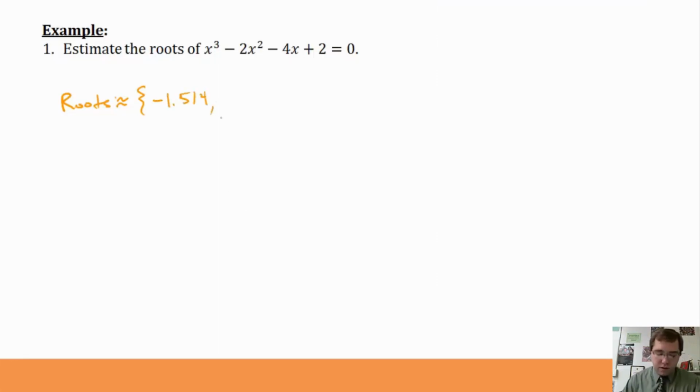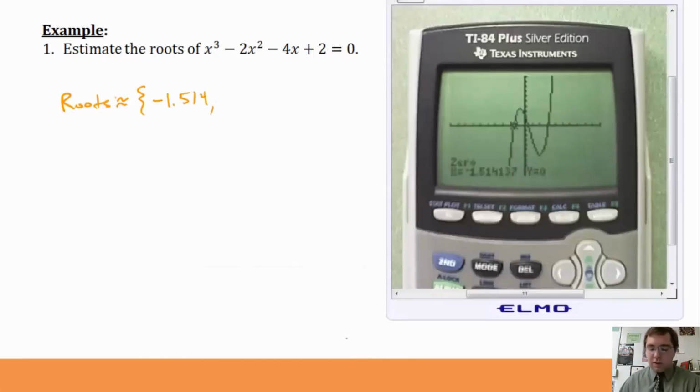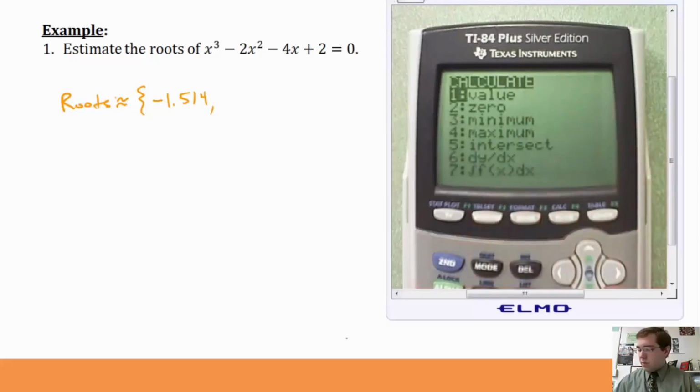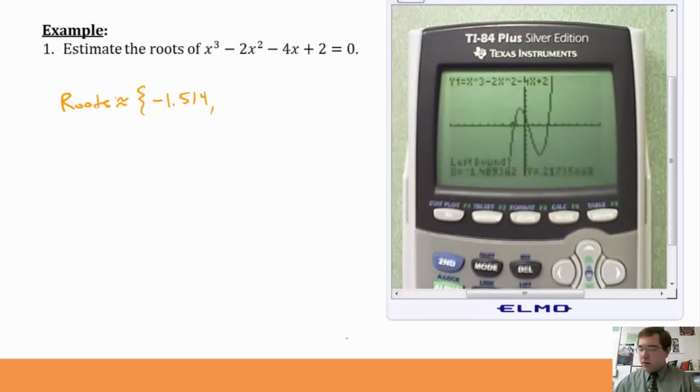Okay, let me find another one. There are 3 of them, so I'll do the same process. Second, calculate number 2, which is 0. I move to the left of what I want to find. Any place there is good. I move to the right. Click enter. Guess. Right where I am is a good guess. And it tells me 0.428.